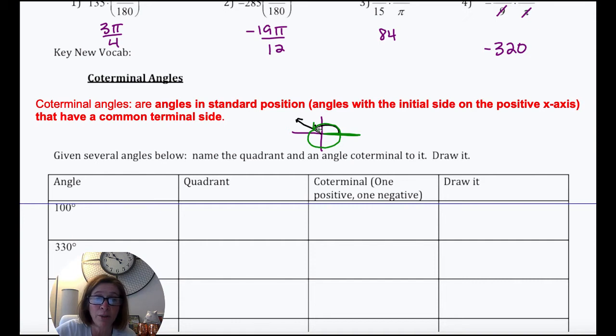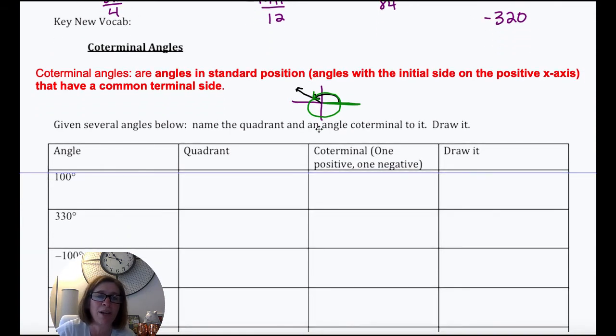To find coterminal angles, I always think it's helpful to just make sure we understand what quadrant we're in. So we're going to practice that right now. A 100-degree angle would be in quadrant 2. If I want to find a coterminal angle, I can find one positive, also one negative, or more than that if I want to. All I have to do is add 360 to it. I need to go around 360 degrees from that point. So 100 plus 360 would give me a 460-degree angle, and 100 minus 360 would give me a negative 260-degree angle.